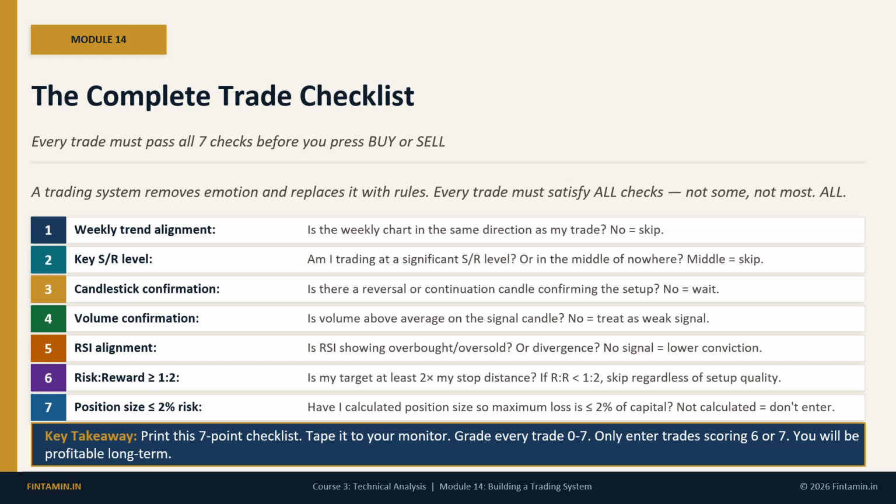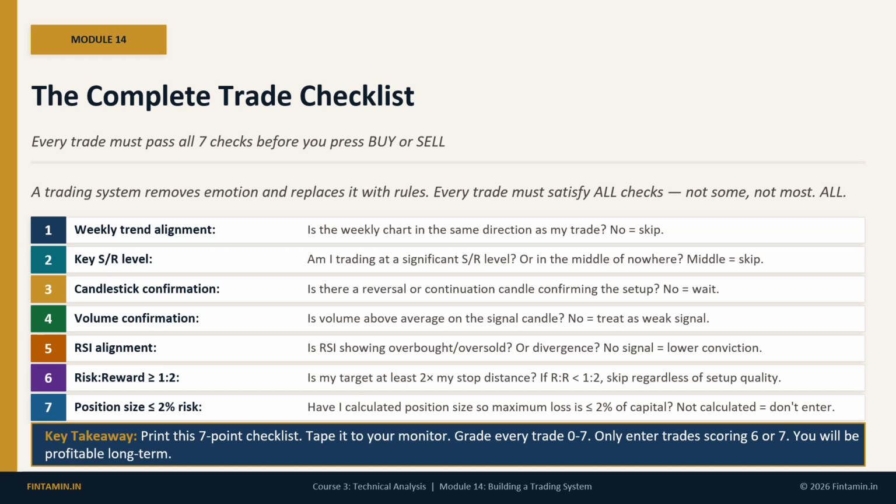Question number 3. Is there a candlestick pattern confirming the setup? If no, wait. Question number 4. Is volume above average on the signal candle? If no, treat as a weak signal. Question number 5. Does RSI support the direction? Is MACD aligned? If neither confirms, reduce size or skip.